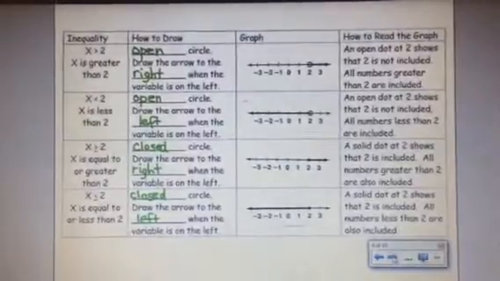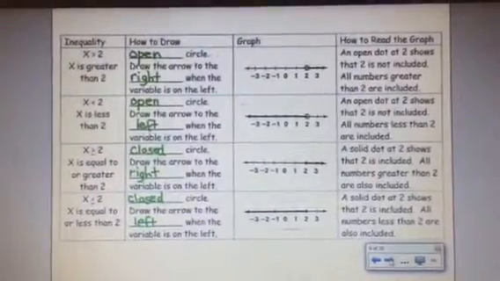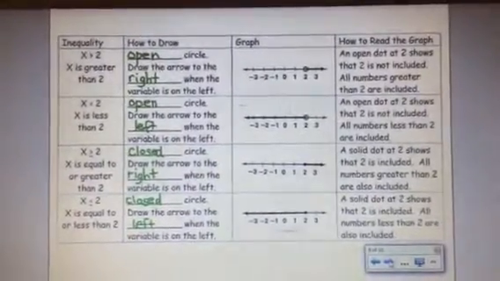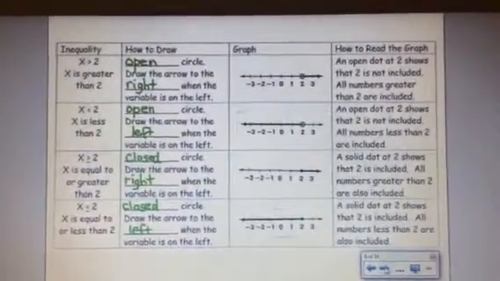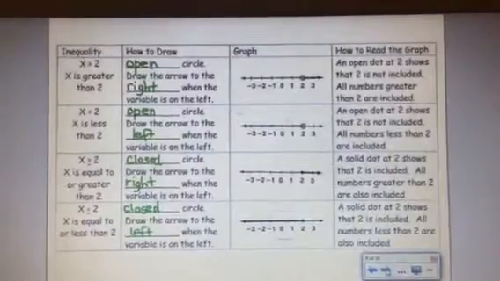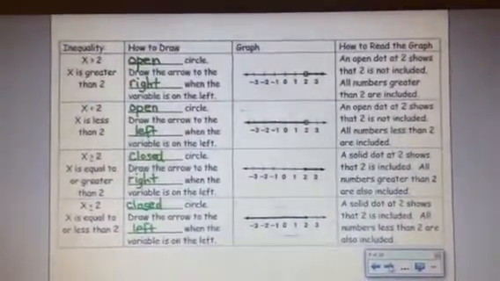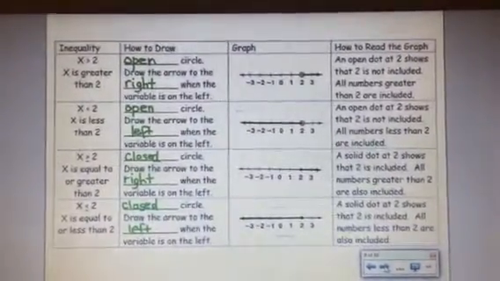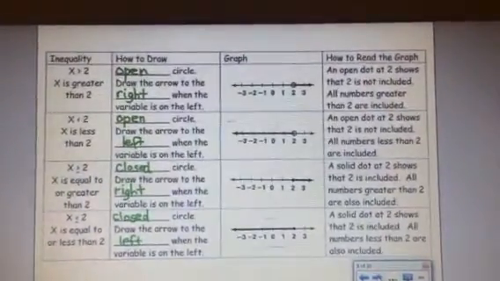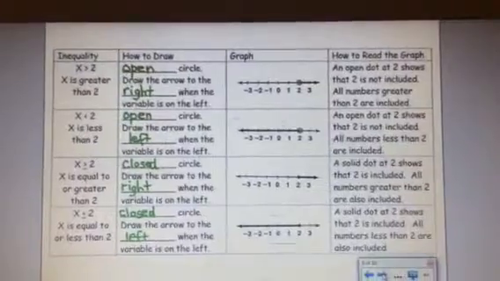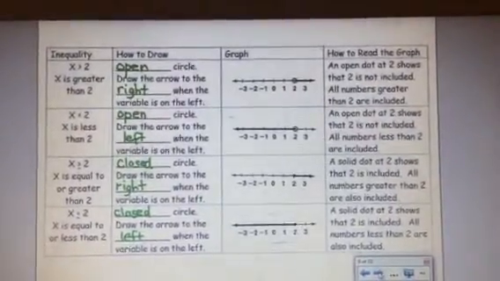x is greater than or equal to 2 means that you're going to have a closed circle. You're also going to draw the arrow to the right when the variable is on the left. When x is less than or equal to 2, you would have a closed circle. Draw the arrow to the left when the variable is on the left. Make sure you take a look at each of the examples in the graphs, and then of course how to read the graph.